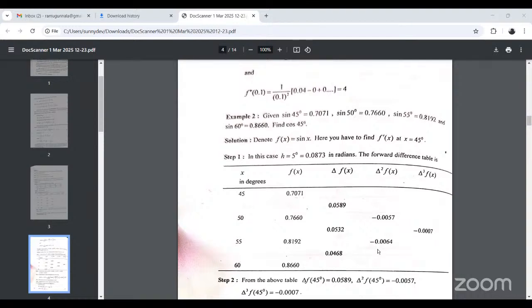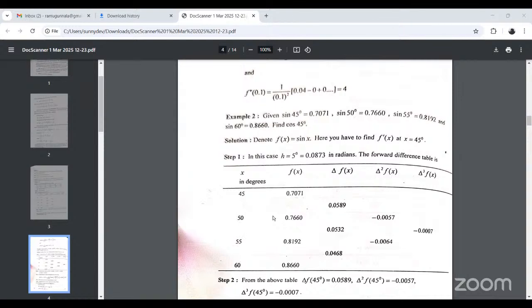They're given sine 45, sine 50, sine 55, and sine 60, and they're asking to find cos 45. How can we find cos 45? Cos theta is the derivative of sine theta. In the same way, if we find the derivative of sine 45, we get cos 45. So first we have to draw the table.